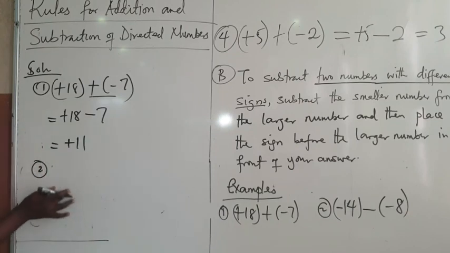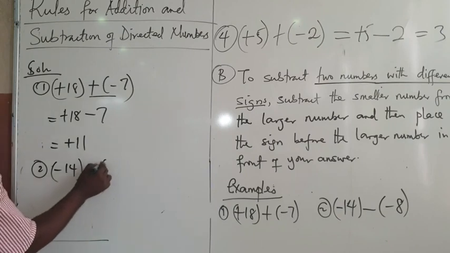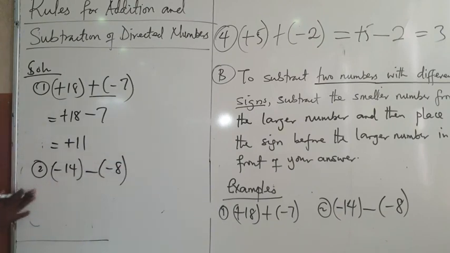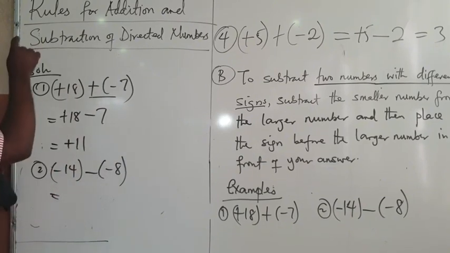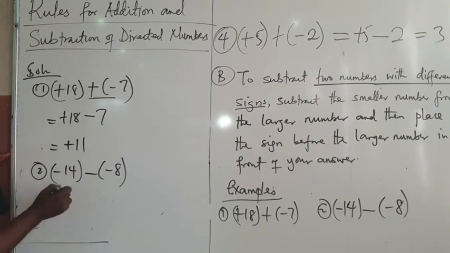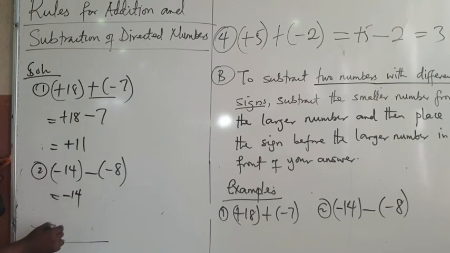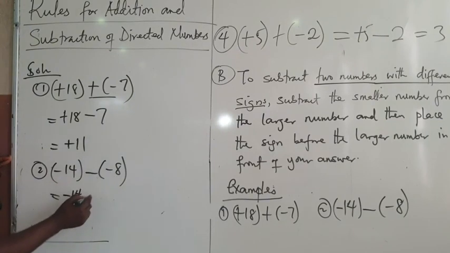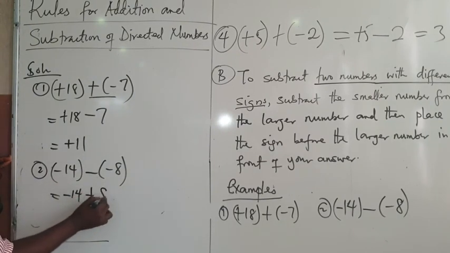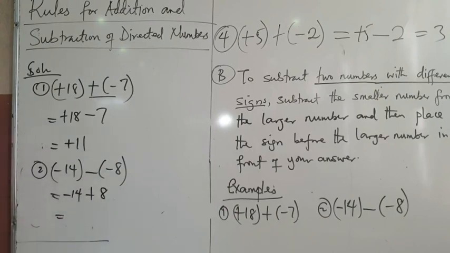Let's look at the second example. So we have minus 14 minus 8. So let's solve this first. So this is the first one that I explained. That's part A. So that is going to have minus 14. Minus times minus is what? Plus. Right? That's plus 8. I hope I'm making sense.